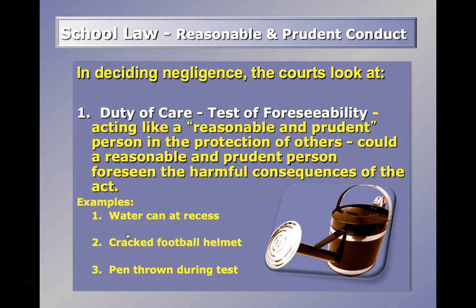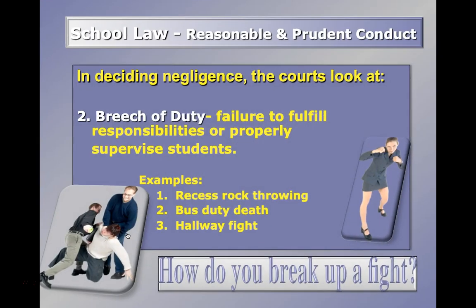Again, there was no supervision there, and that was the argument for the little girl, but the test of foreseeability won out on this. So you almost never know sometimes how a jury or a judge is going to rule. Second thing that they're going to look at is breach of duty. Is there something that you did or failed to do in your responsibilities to supervise students that caused that?